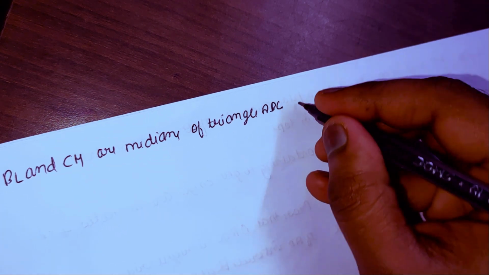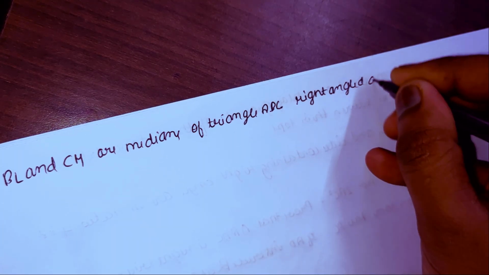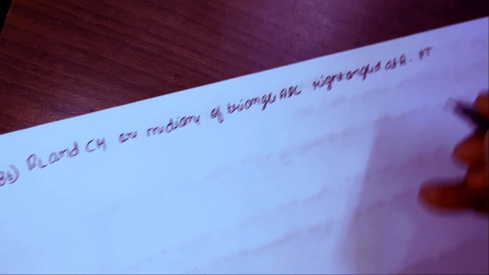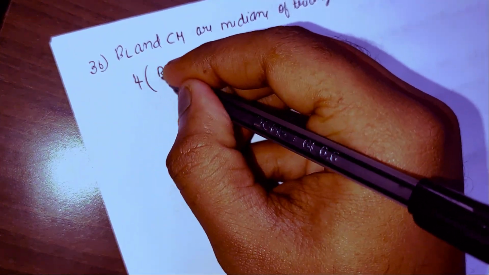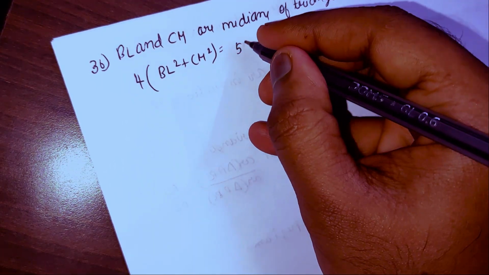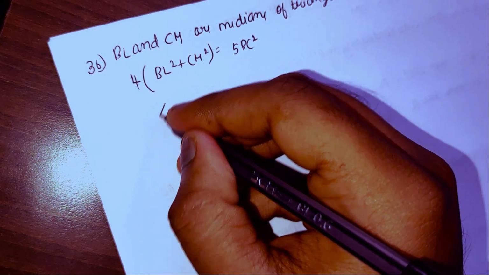Right angled at A. Prove that 4 into BL square plus CM square is equal to 5BC square. I will draw the diagram.